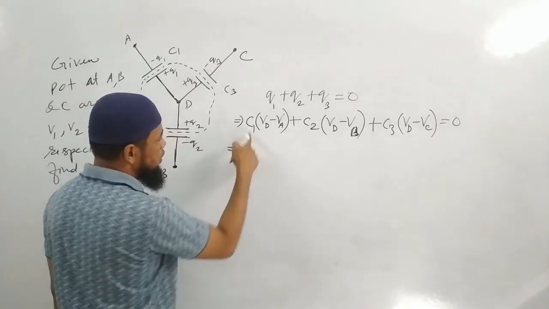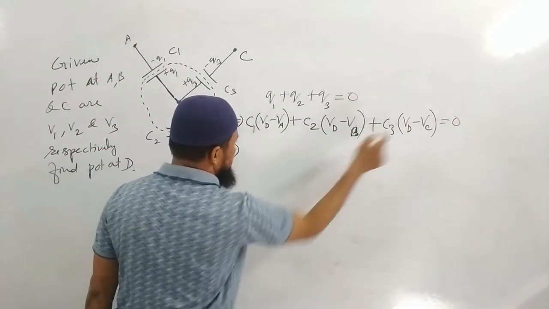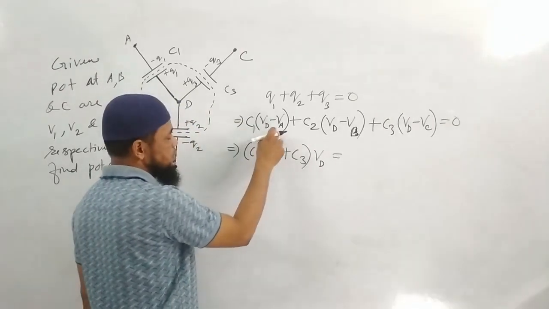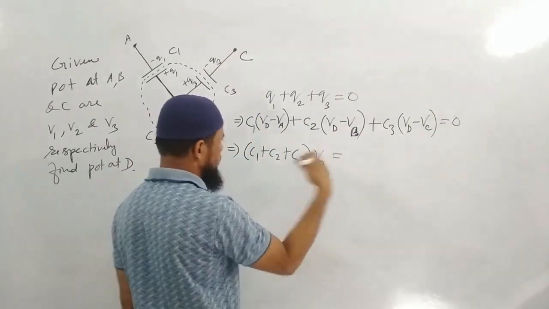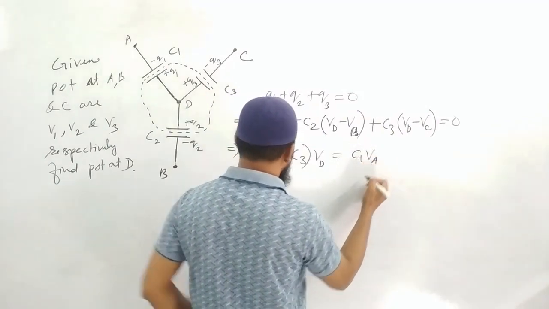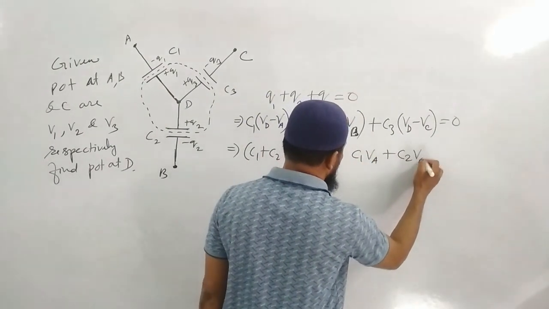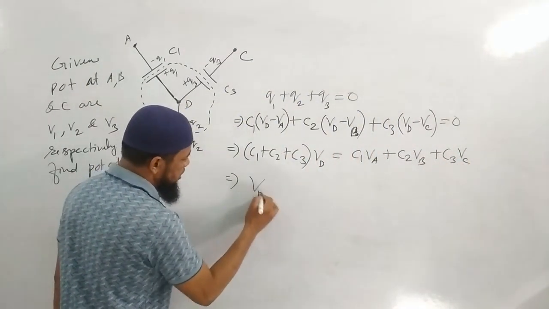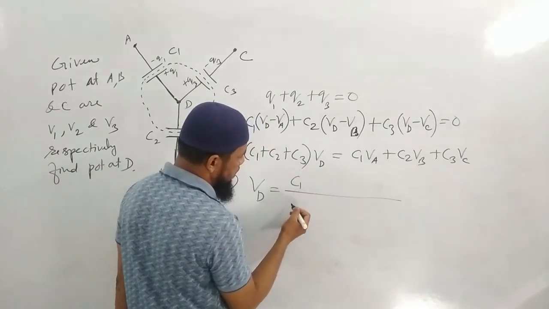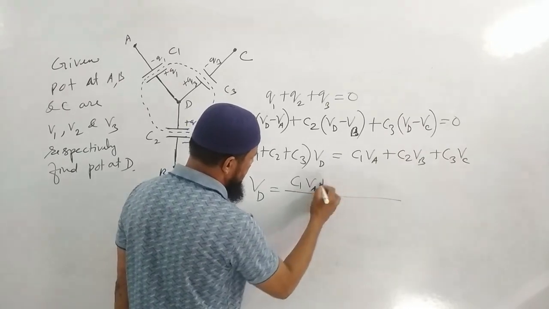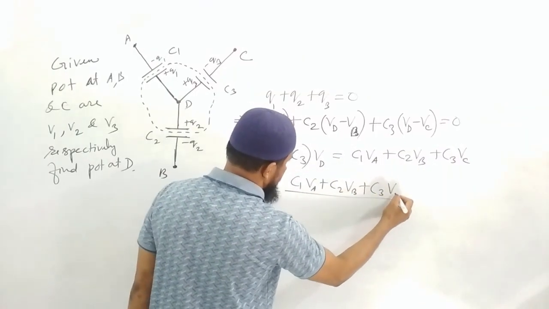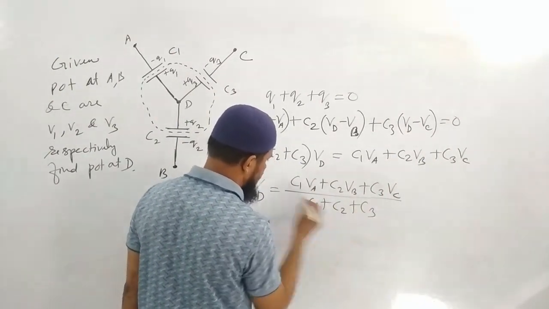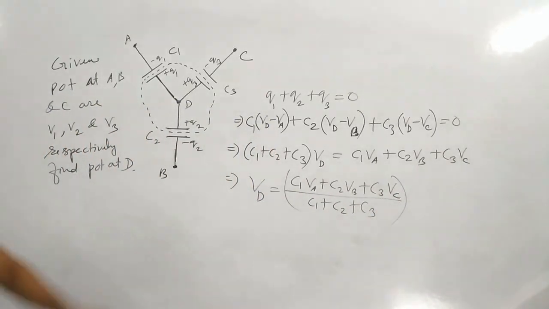Okay, so C1 VD, C2 VD, C3 VD. If I take common, C1 plus C2 plus C3, this is VD. C1 VA, C2 VB, C3 VC will go to the other side. C1 VA plus C2 VB plus C3 VC, these are all given. So the potential at D, VD, will become equal to (C1 VA plus C2 VB plus C3 VC) divided by the sum of the capacitances. This is the potential at the common point.